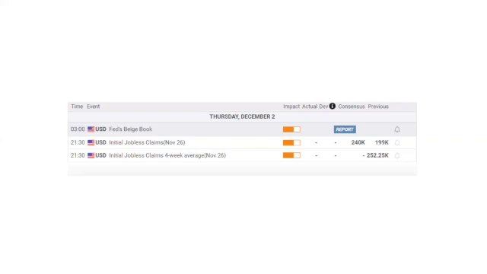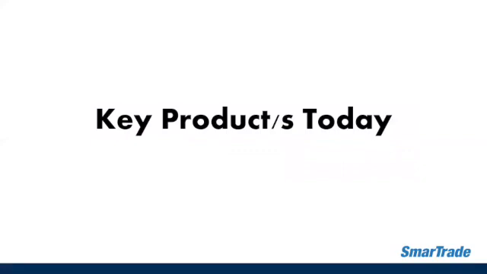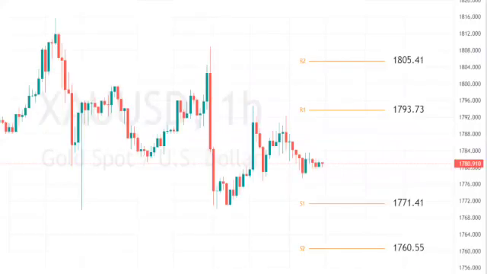But the main factor for tonight is actually that the first case of Omicron has been detected in the United States. This will create some market uncertainty, which means that some safe haven demand will exist for this week. So that is why, for our key product for today, we have gold.